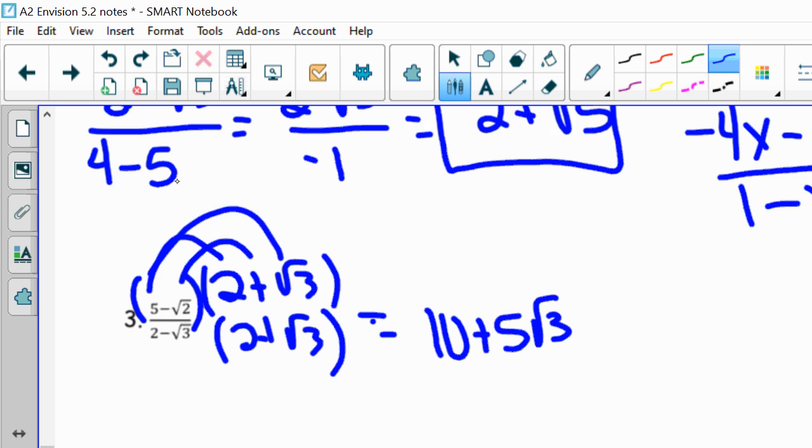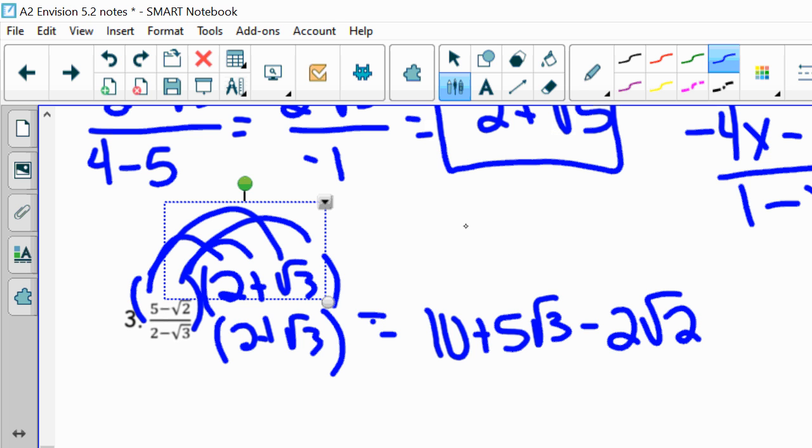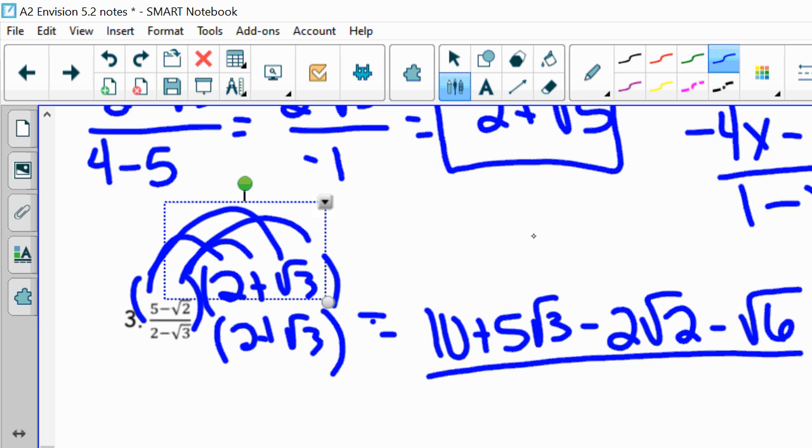Now I'm going to distribute the negative square root of 2. So I would have minus 2 square roots of 2, minus the square root of 2 times 3 is the square root of 6. All over conjugate shortcut. So the very first term, 2 squared, is 4, minus the last term, the square root of 3 squared, just becomes 3.